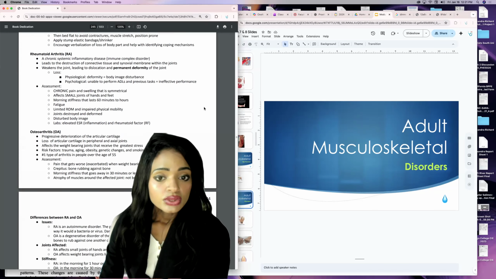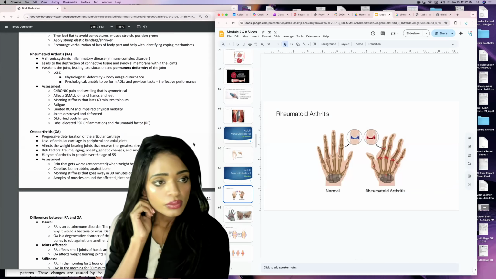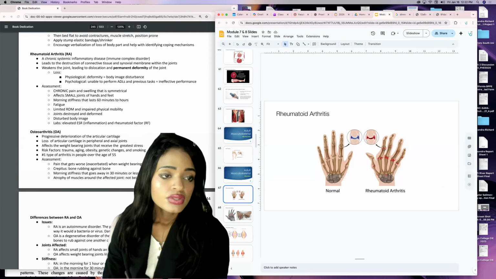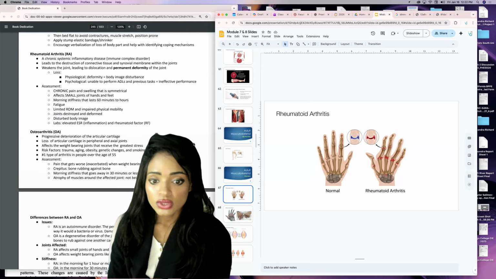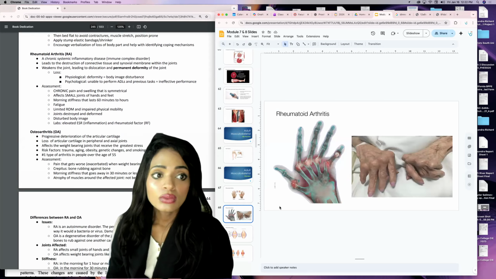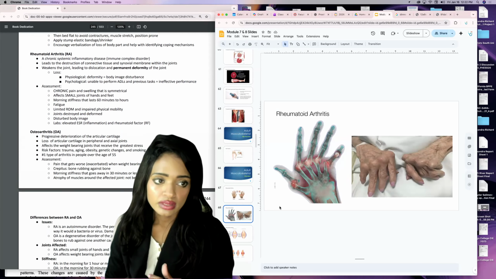So, musculoskeletal disorders, rheumatoid arthritis. So, rheumatoid arthritis is a chronic systemic inflammatory disease. So, it leads to the destruction of connective tissue and the synovial membrane within the joints. It weakens the joint and leads to permanent deformity of the joint. So, rheumatoid arthritis is an autoimmune disorder. The person's own body is attacking the joints, and it affects the smaller joints.